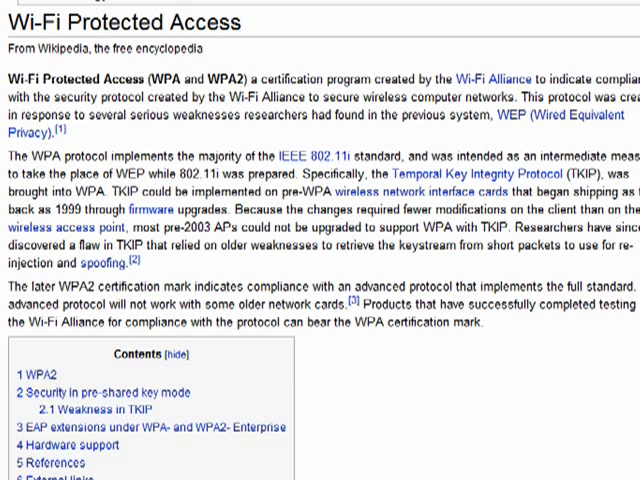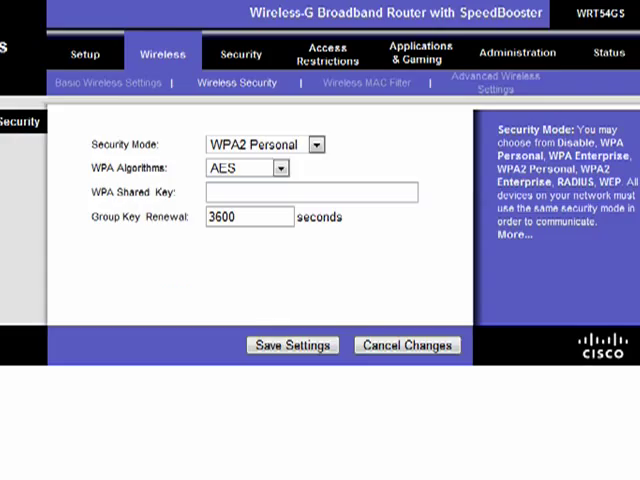WPA was introduced because it was found that the earlier protocol, WEP, which stands for Wired Equivalent Privacy, was seriously lacking in the ability to actually protect your wireless network, and it was easily hacked and used by outsiders. So WPA was developed, and later WPA2 was created to give you even better protection.